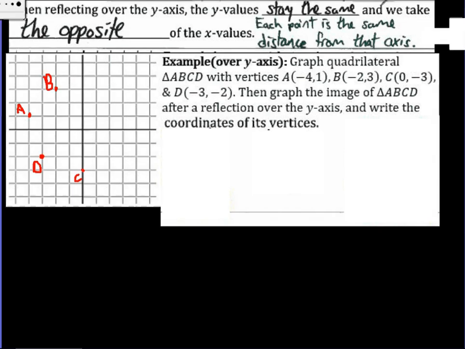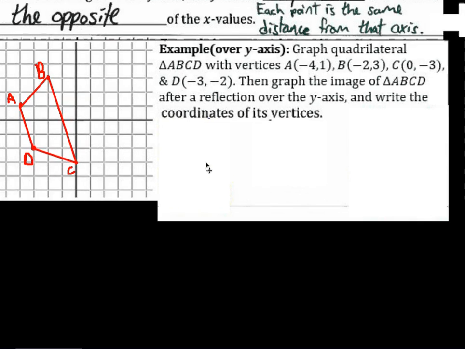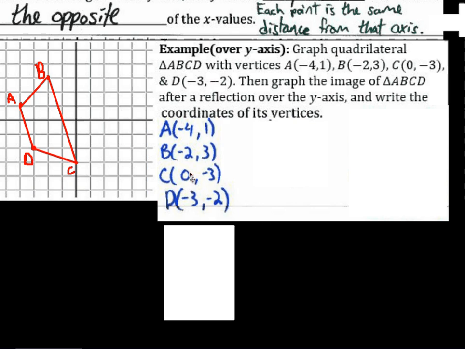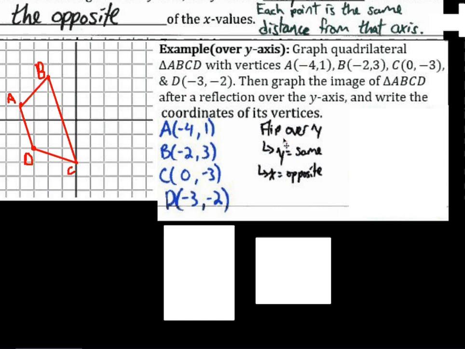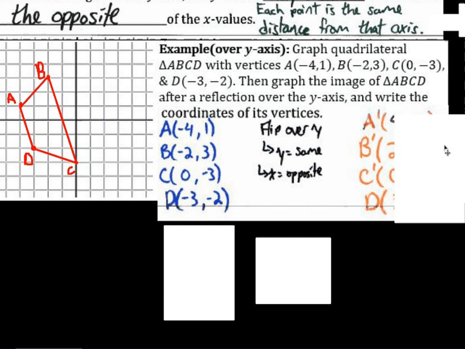As soon as you connect those points, you can have your shape or your polygon. So now I have my original image, and I'm flipping over the y-axis, and so the y values stay the same, and the x values are the opposite now. And so our points are going to look like this.